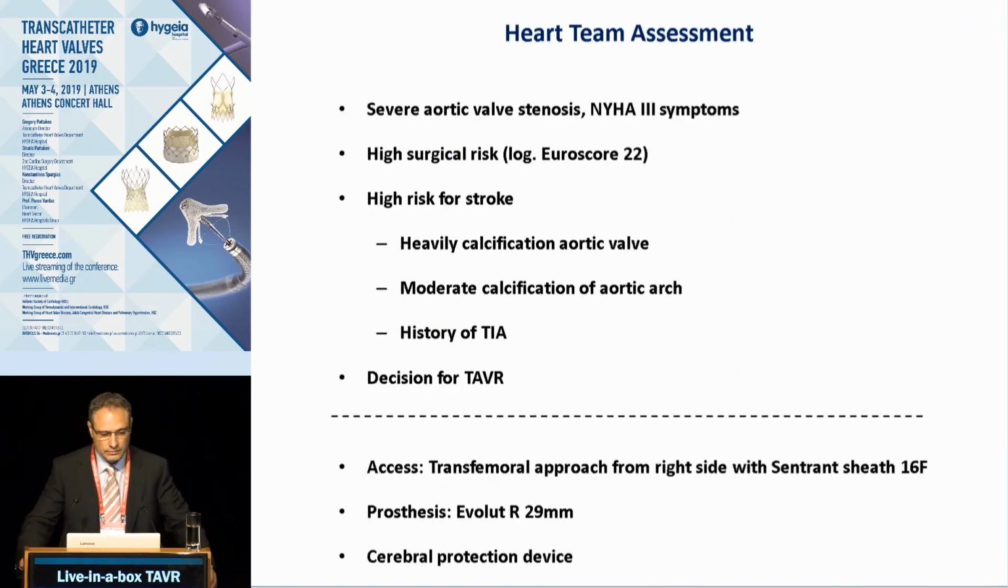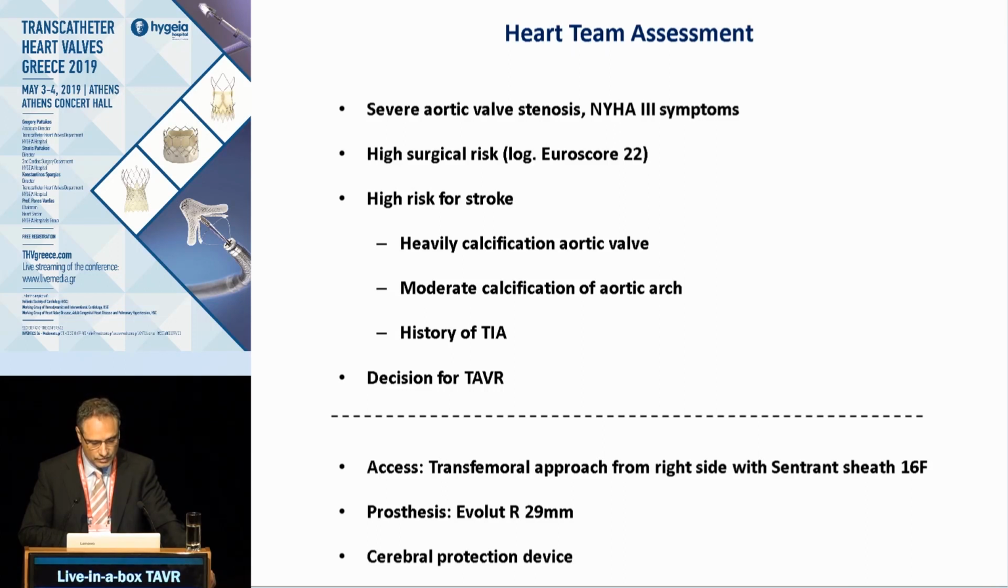So the heart team assessment was that we had to deal with a severe aortic valve stenosis, symptomatic with NYHA classification 3. The patient was characterized as high surgical risk, and at the same time, he has characteristics that make this situation high risk for stroke due to the heavy calcification at the level of the aortic valve, due to the moderate calcification at the level of the aortic arch, and due to the medical history of transient ischemic attack. So we decided to proceed as a heart team with TAVR.